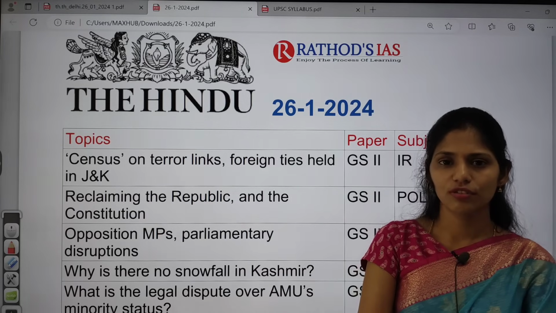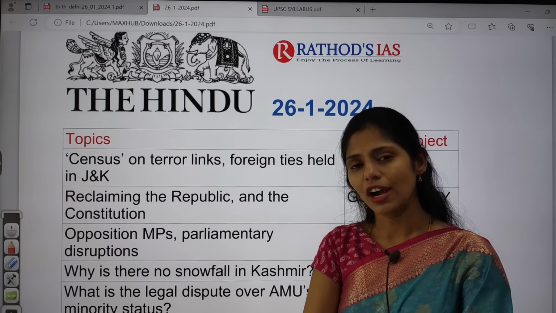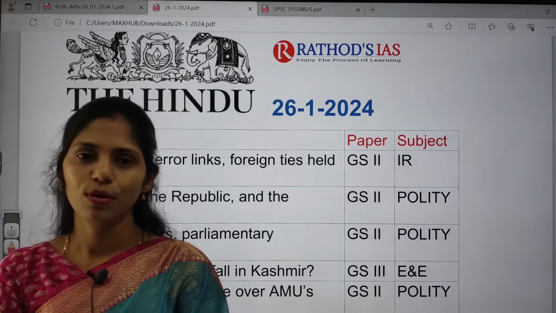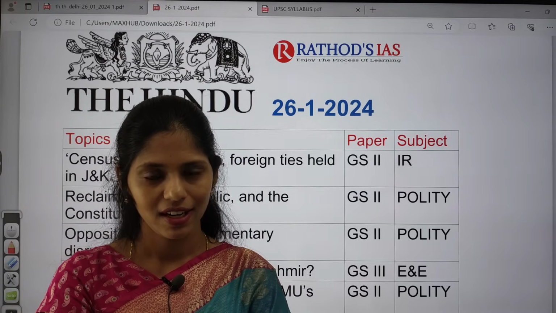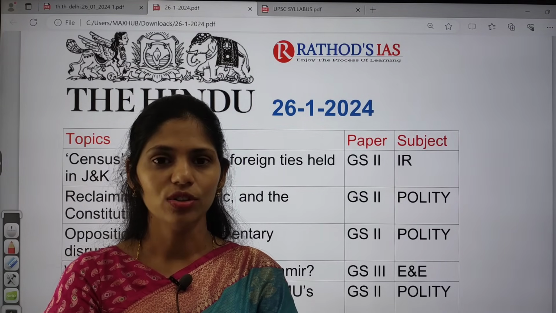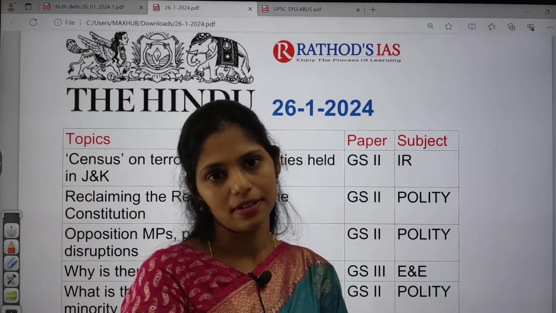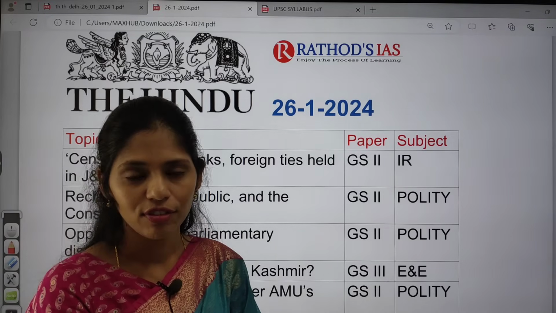It is not that if you clear prelims, your name will be seen in the final list. It is not like that. After clearing prelims, you have to write mains, and mains is the ball game. If you are getting good marks, then only you can see your name in the final list. Unless and until you have good answer writing skills, you are not going to clear this examination. So this is 100%.